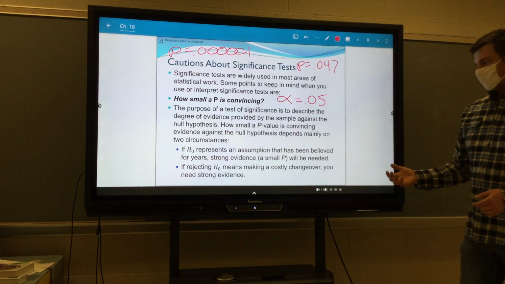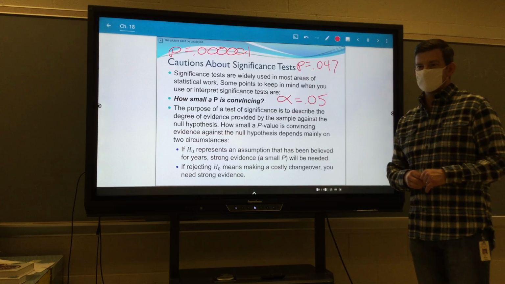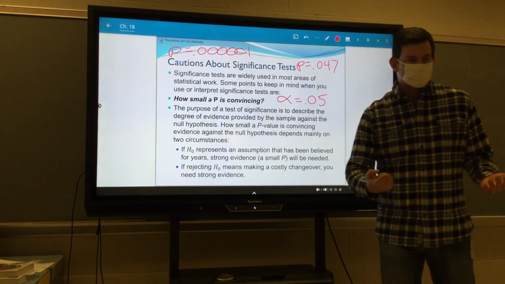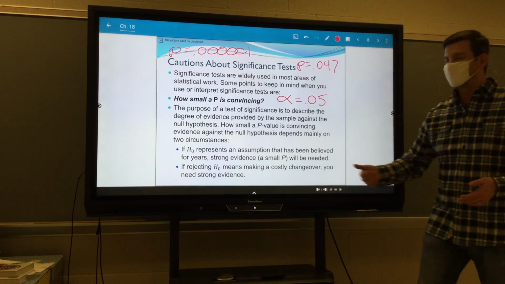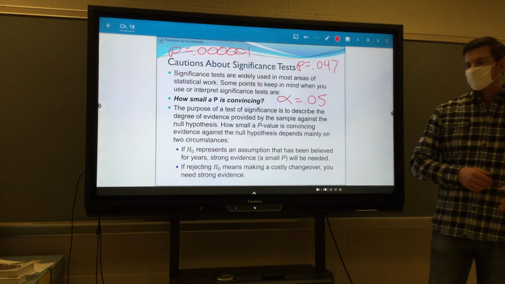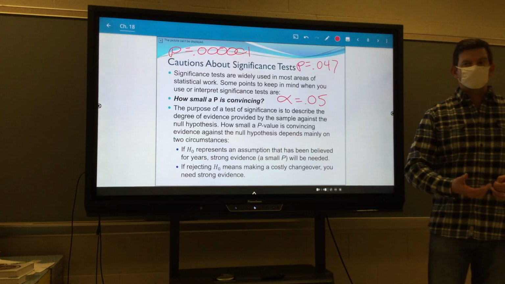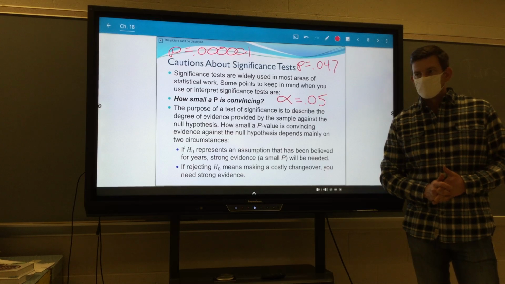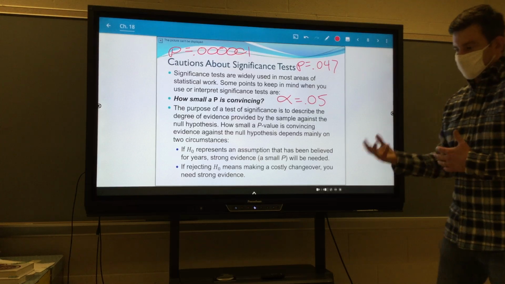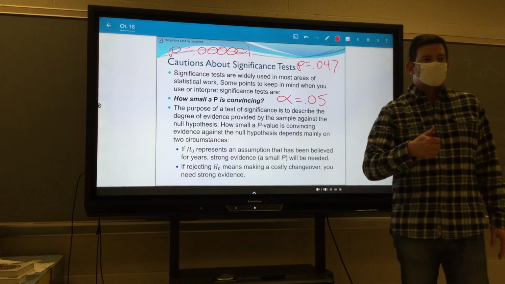Also, if rejecting that null hypothesis means making a costly changeover, and by costly we could mean monetarily expensive, or costly in terms of time and effort, you're going to need strong evidence to back you up. And that strong evidence is a very small p-value. So think about this. These procedures, I've said this since the first day of school. Statistics is a tool for helping you make decisions.